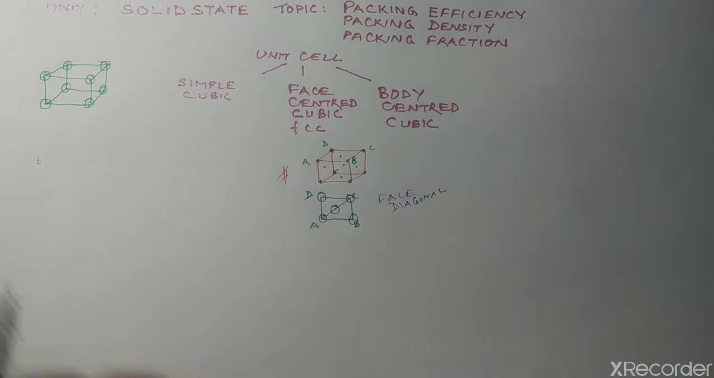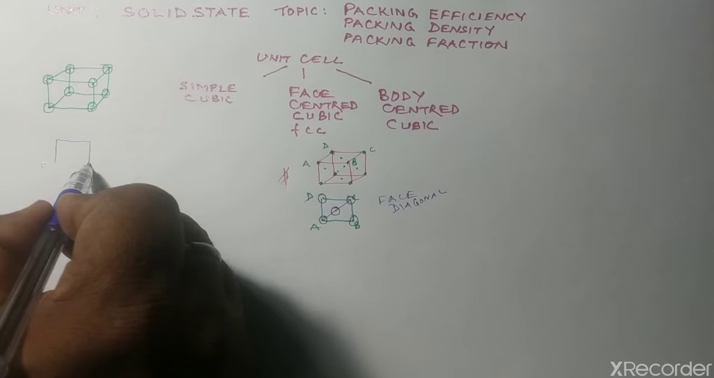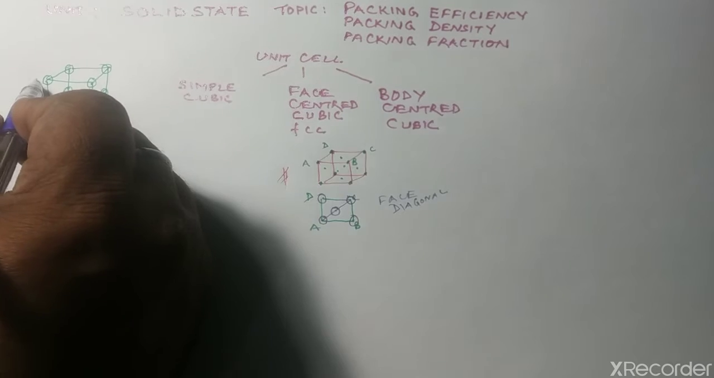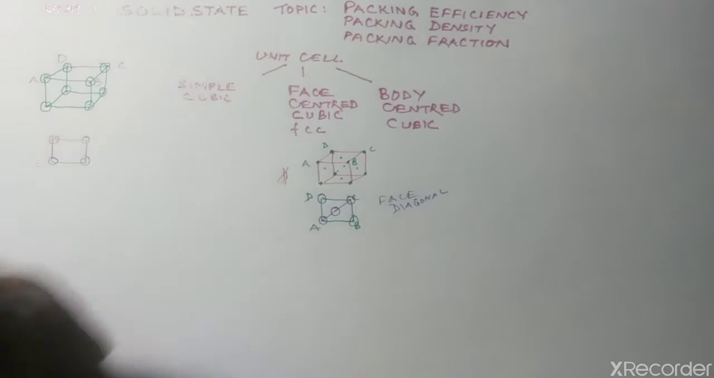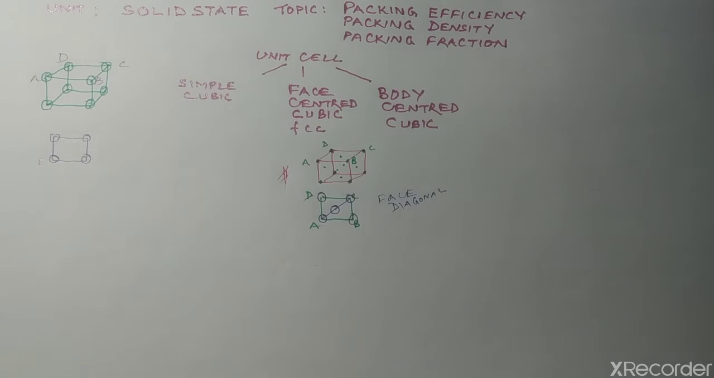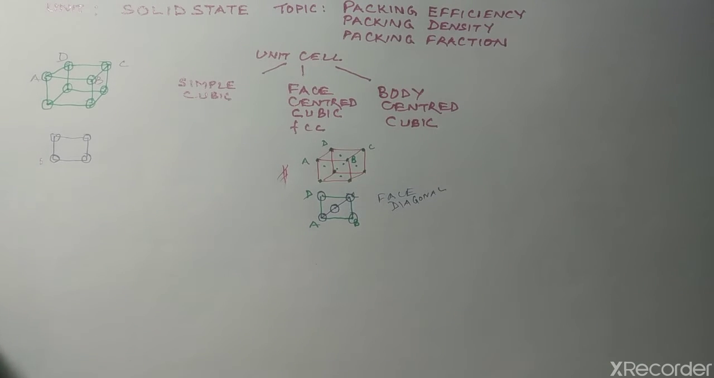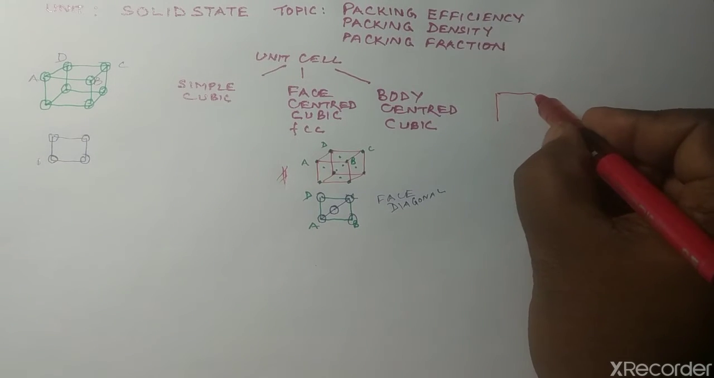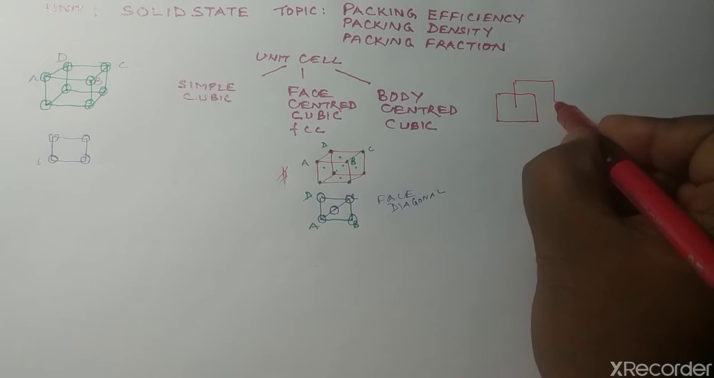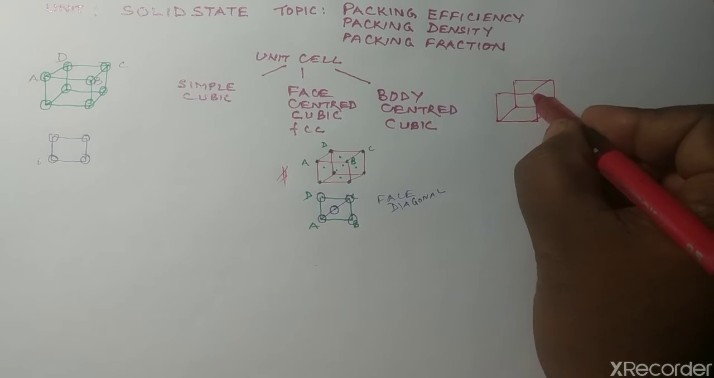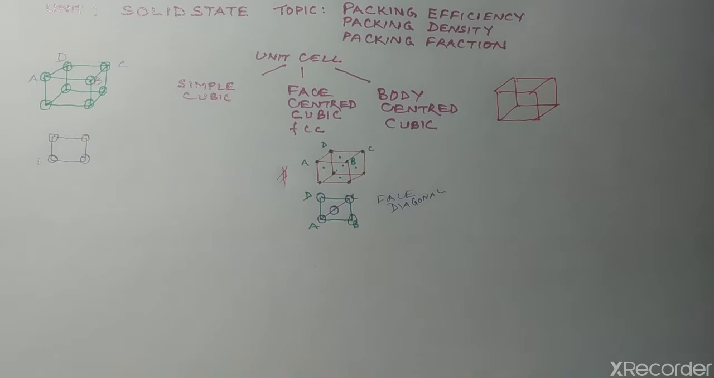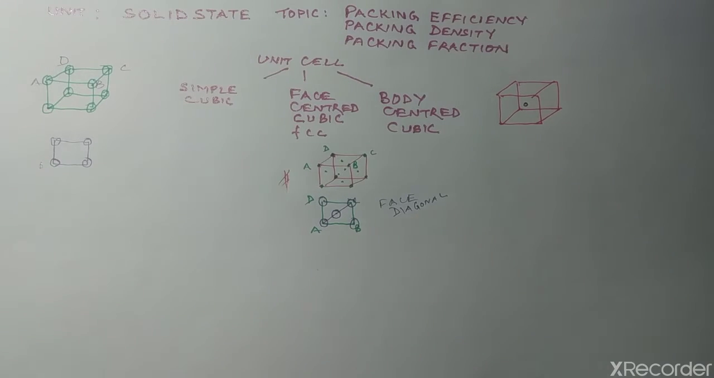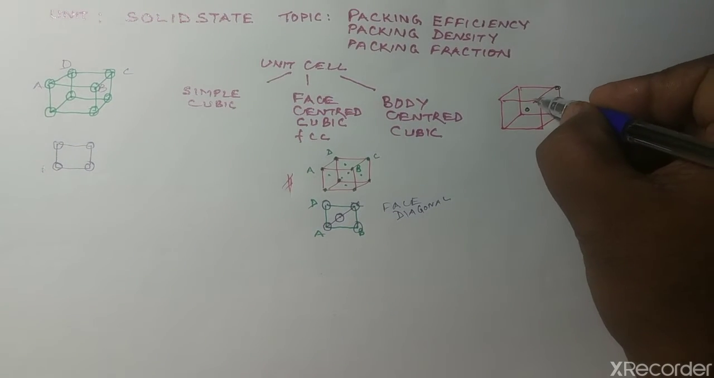You can see here, if you see one face, the atoms are like this: A, B, C, D. Similarly, in body centered cubic, the atoms are at the corners, and in the center inside the body there is one more atom.